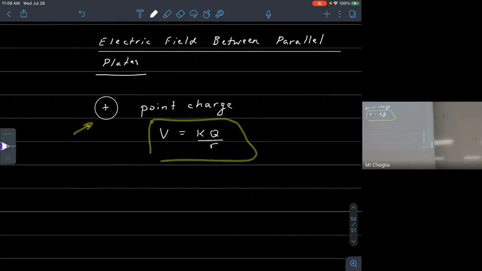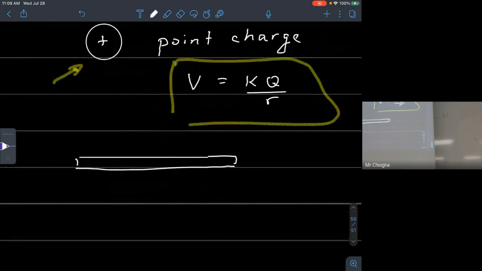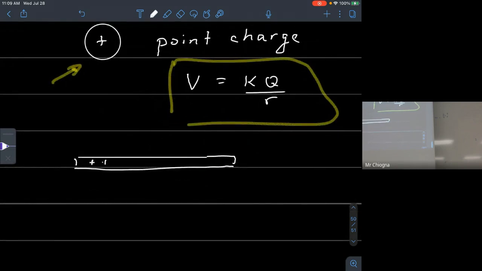When you're dealing with parallel plates, and you'll be able to see it in a diagram, in the problems you'll get, you'll have diagrams with plates. These are, in fact, just rows of positive point charges. That's all this is. These are kind of like protons lined up.